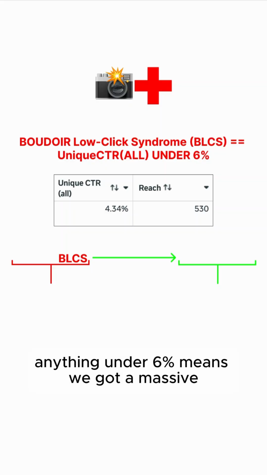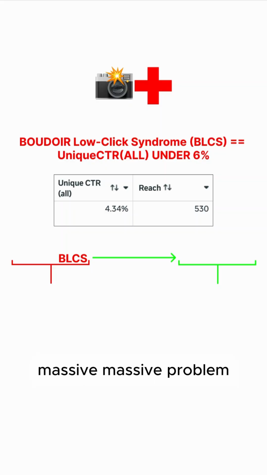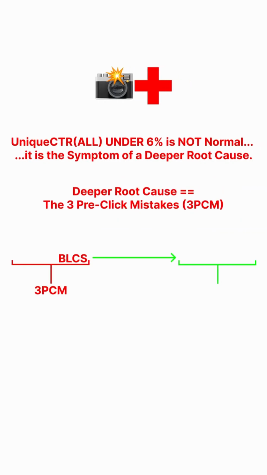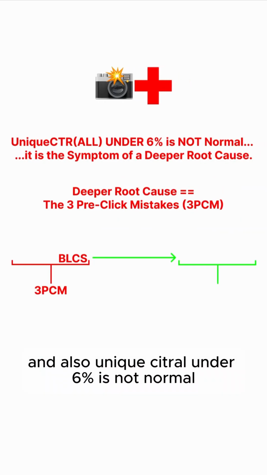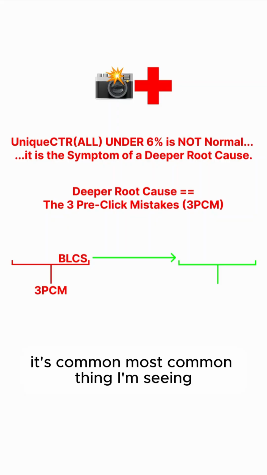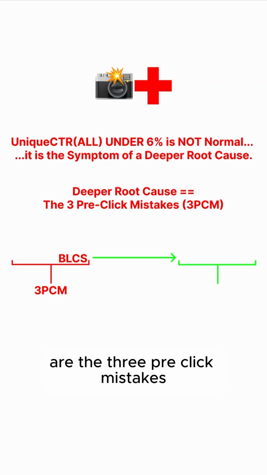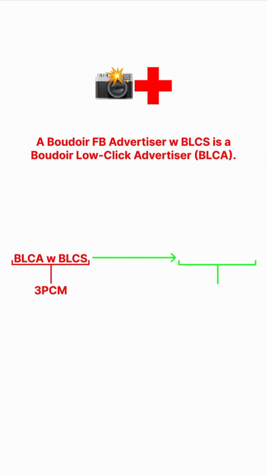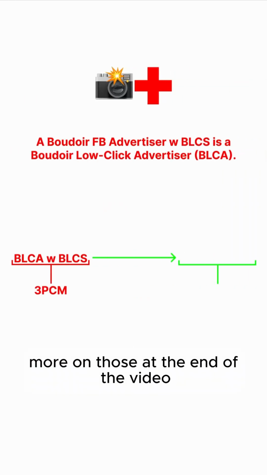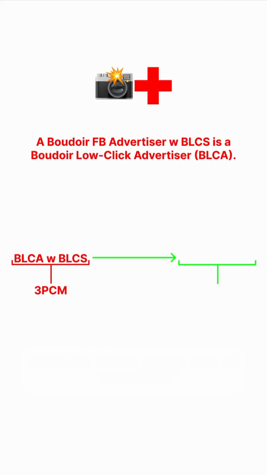Anything under 6% means we got a massive, massive, massive problem. And also, unique CTR under 6% is not normal. It's common, the most common thing I'm seeing, but it's a symptom of a deeper root cause. And the deeper root cause are the 3 pre-click mistakes. More on those at the end of the video.